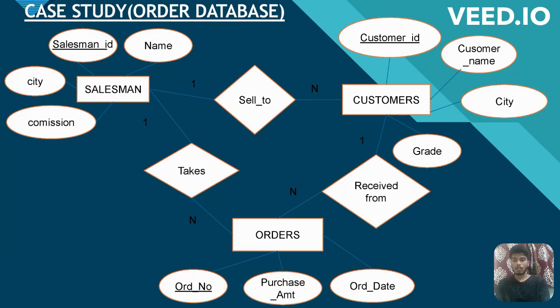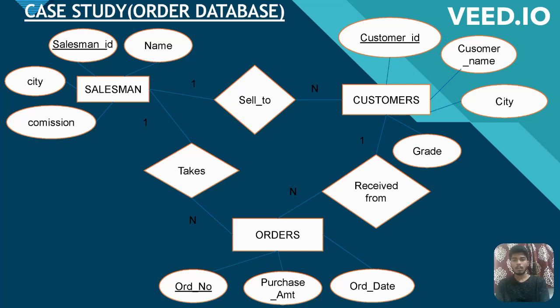We can see an example database, which is the order database. The order database contains mainly three entities. First one is salesman, second one is customers, and third one is orders, which are represented in a rectangle shape. It is called an entity. These entities have specific attributes, such as columns. First one is commission, city, salesman ID. Salesman ID is the primary key because it is underlined.